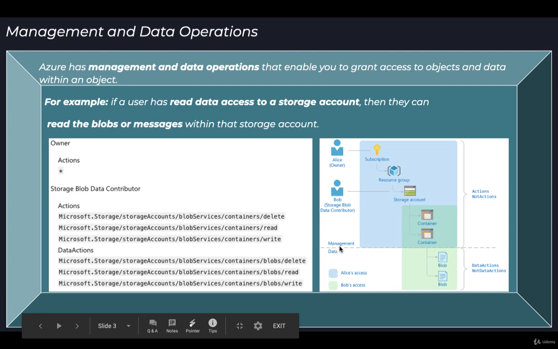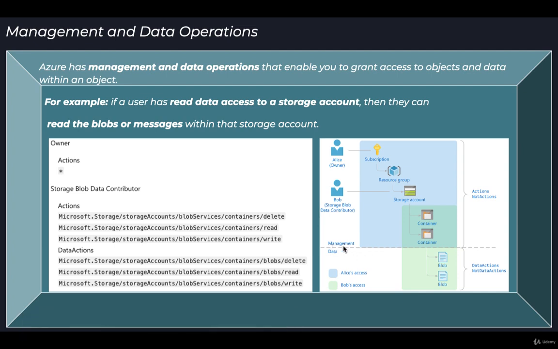So only the management actions on a particular resource, whether it is a key vault, a storage account, or a database, are the management operations. If we are providing access to the data, then we are dealing with the data operations. That is the key we need to understand. For example, if a user has read access to a storage account, then they can read the blobs or messages within the storage account. Don't worry, let's try to understand with the help of an example.